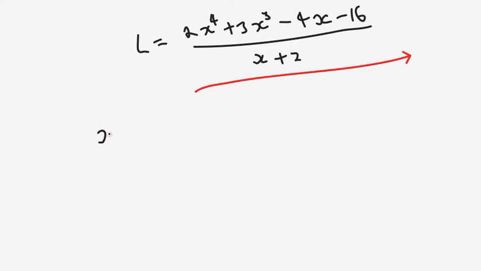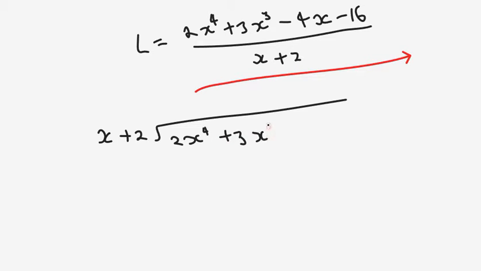It's going to be x plus 2, and under our division line we put whatever is in our numerator, which is 2x to the power 4 plus 3x cubed minus 4x minus 16.